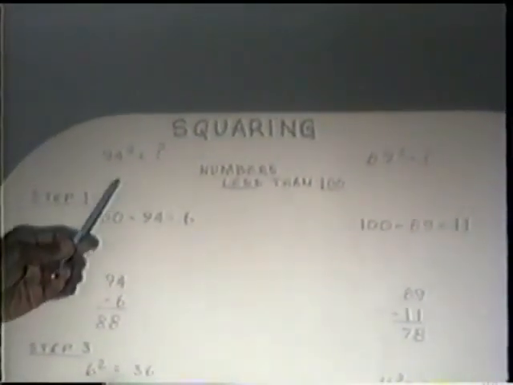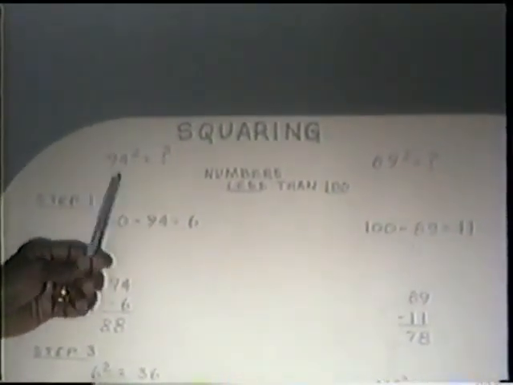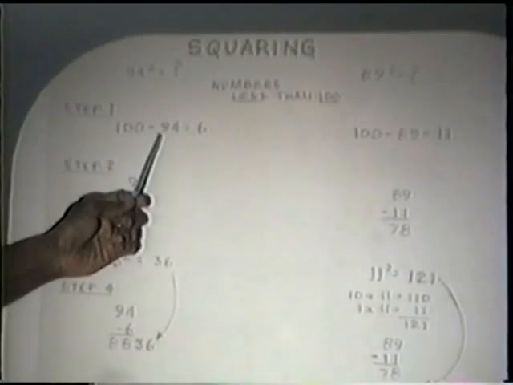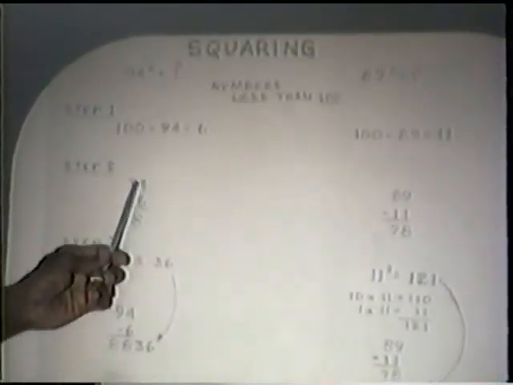Now, let's go and square some other numbers. Now we're going to square numbers that don't end in 5. Say, if I would ask you what is 94 times 94, these are numbers less than 100. How do we do that? The first step, we find out what do we have to add to 94 to make it 100. We have to add 6 to 94 to make it 100. The second step, we have the 94. Now we subtract the 6 from 94 and we get 88.